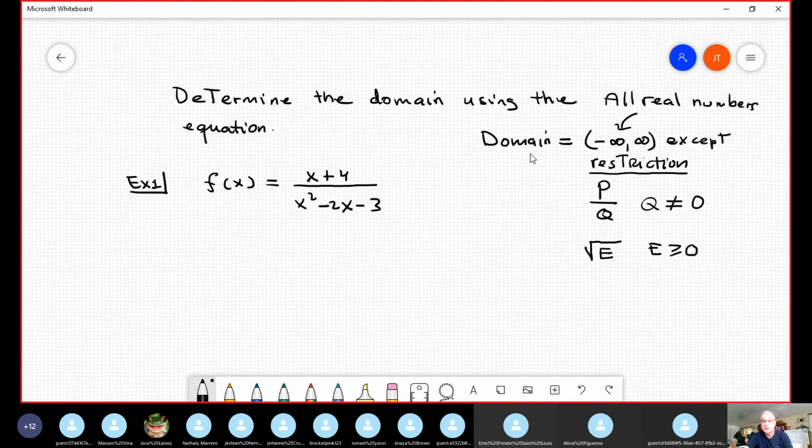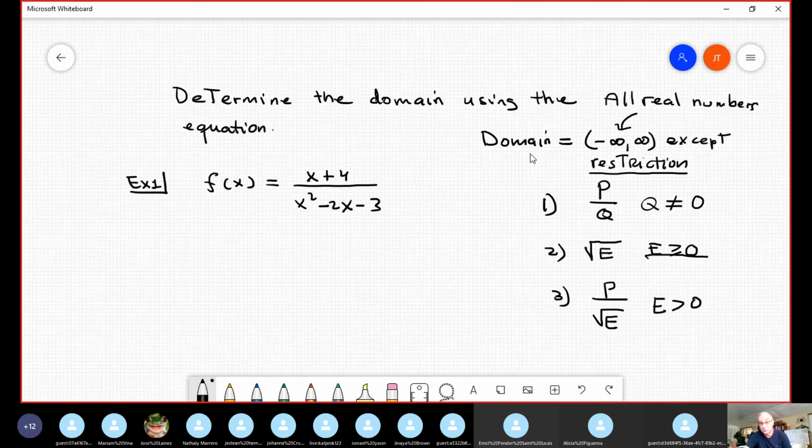Okay? And then there is the combination. A third possibility is the combination of these two together, where you have P divided by the radical of E, with the radical in the denominator. Then capital E must be strictly positive, because 0 is illegal: the square root of 0 is 0, and division by 0 is wrong.